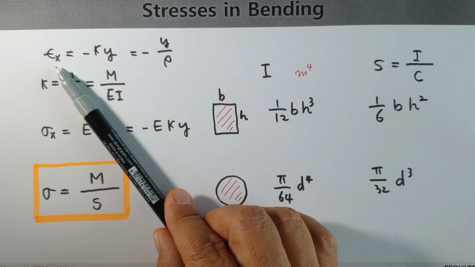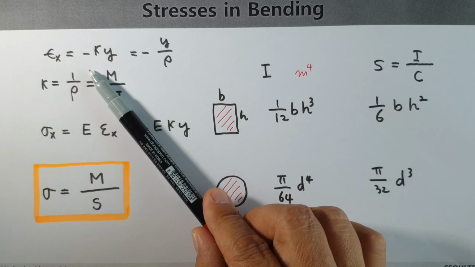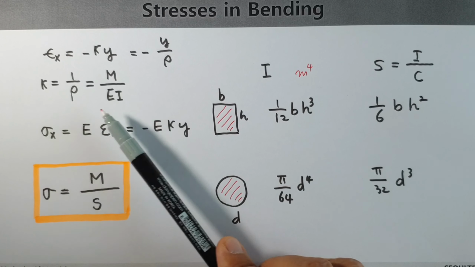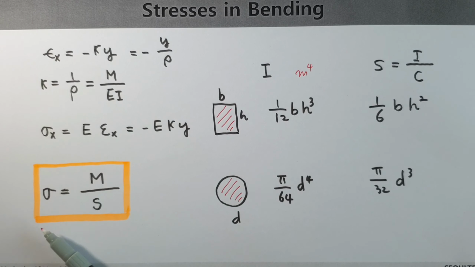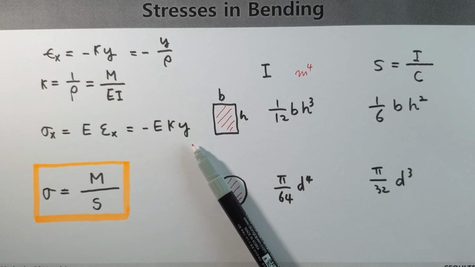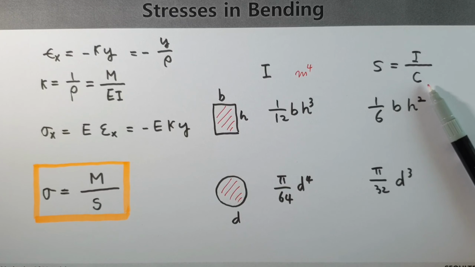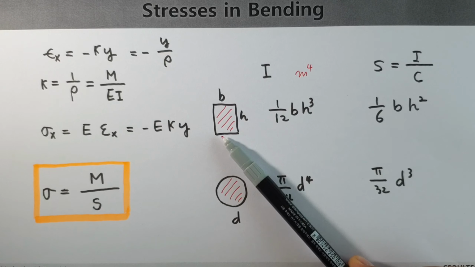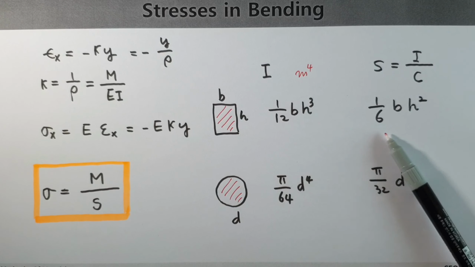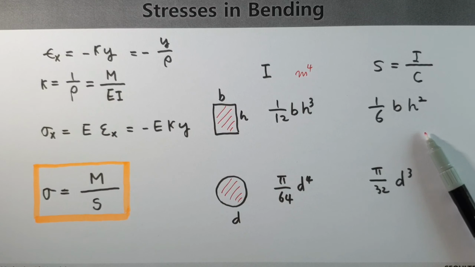The strain is given by minus kappa y, and kappa is equivalent to this, and sigma is expressed in this way, minus E kappa y, and of course this sigma value is the maximum moment divided by the section modulus. Section modulus is I over C. In the case of I, for this kind of shape, a rectangular section, and the cross-section area is like this one. In this example, we will apply the section modulus and this formula. We can apply both formulas.